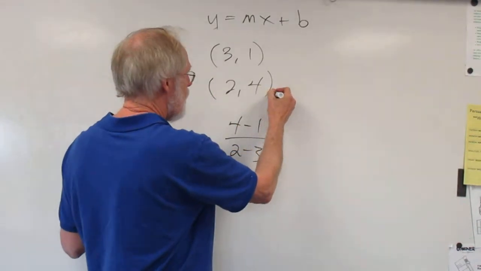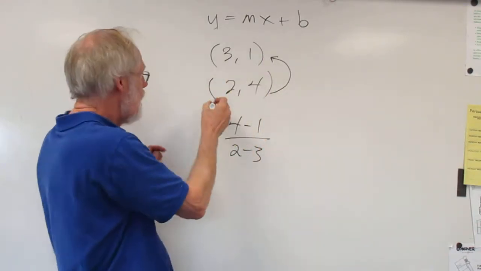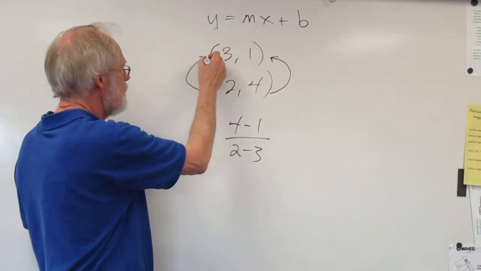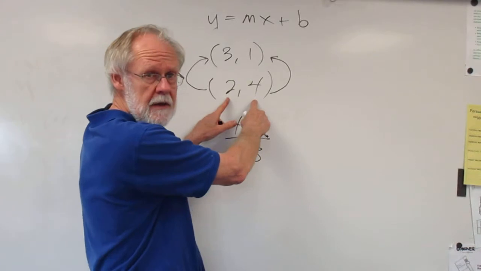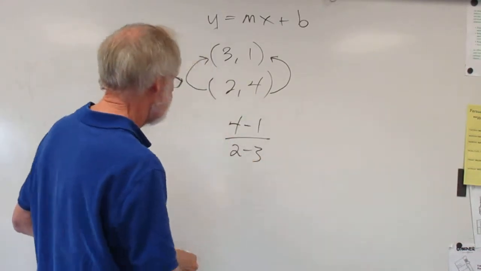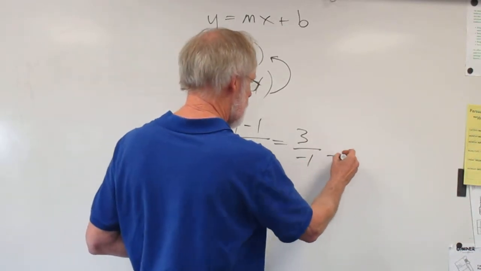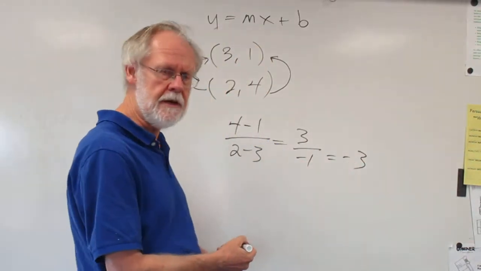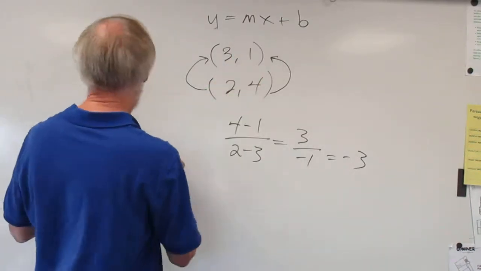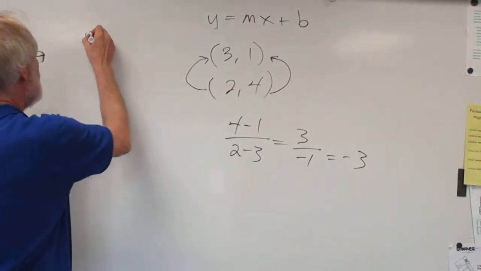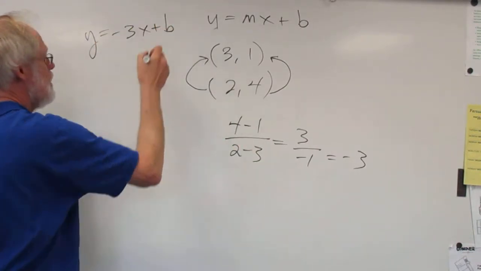Notice, if I started here with the y values and did 4 minus 1, I have to start here with the x values and do 2 minus 3. I have to have the same starting point for both x and y. All right, that gives me 4 minus 1 is 3, 2 minus 3 is -1. That's a slope of -3. Now we need to plug that in here and find the y-intercept. So we have y equals -3x plus b.